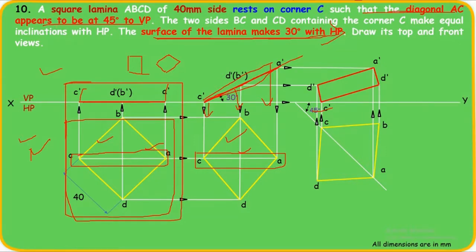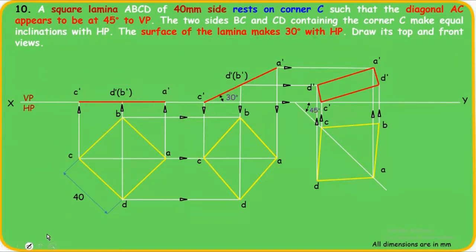Whenever they give "appears to be inclined", the angle given to you is not the true angle. It is an apparent angle, that is, the angle is given with respect to the apparent length of the diagonal. Here you have the true length of a diagonal, because here you have drawn the true shape of the square.